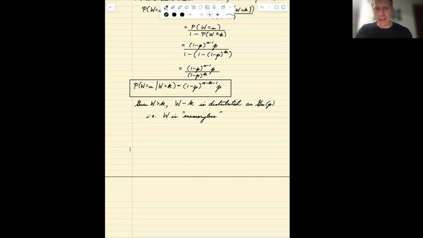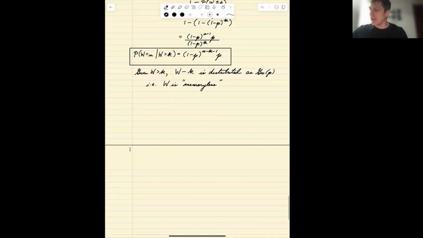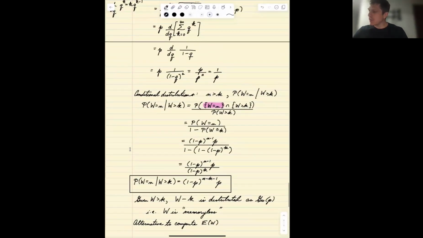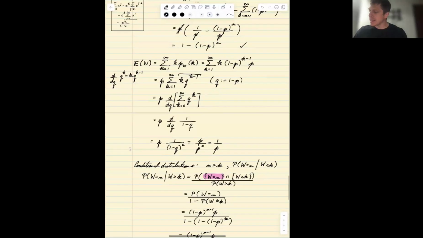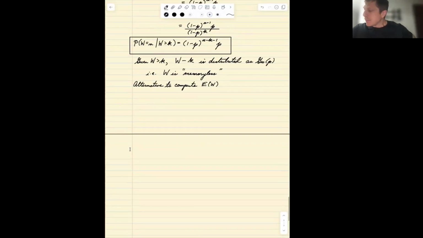Now, given that we have this memoryless property, it gives us an alternative way to compute the expectation. Up above, we calculated the expectation of W. We had to use a bit of a trick, which was to rewrite this sum and make it look like the derivative of something that we knew. An alternative way here is to condition on the first toss, because we know the conditional distribution.